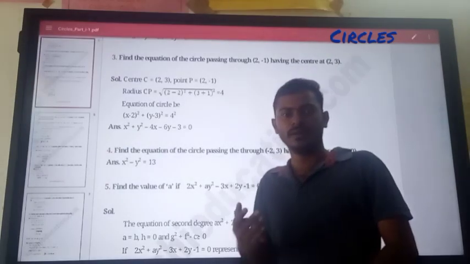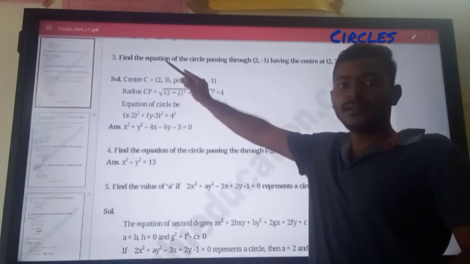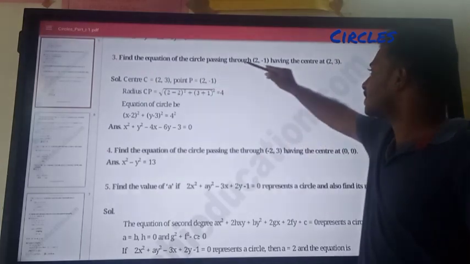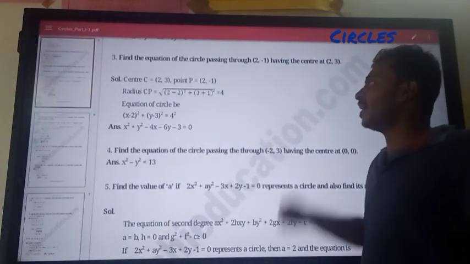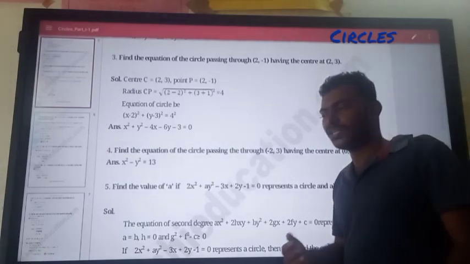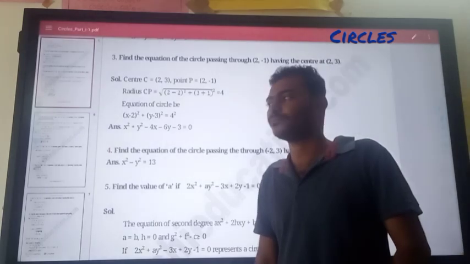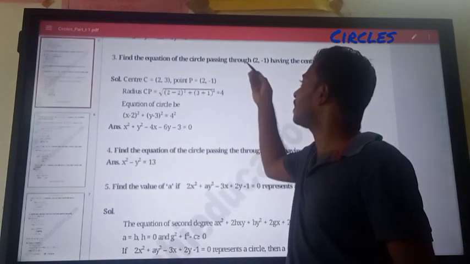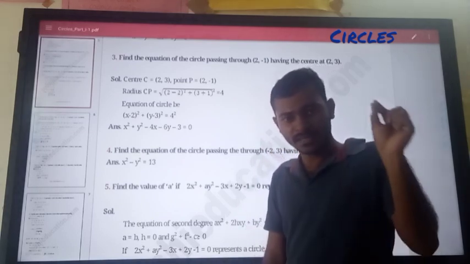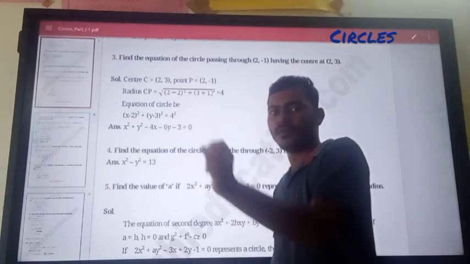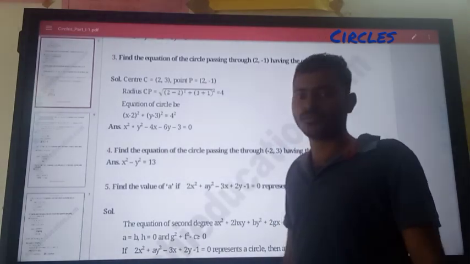We have another problem, that is the third one. Find the equation of circle passing through (2, -1) having the center at (2, 3). This is also similar to the problem which we discussed in the previous video. Clearly, they have given one circle passing through (2, -1) and having the center (2, 3).